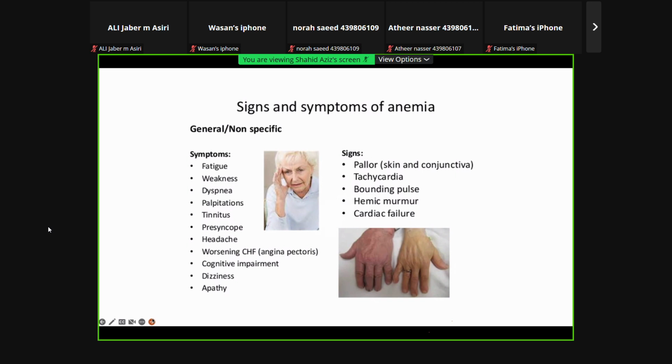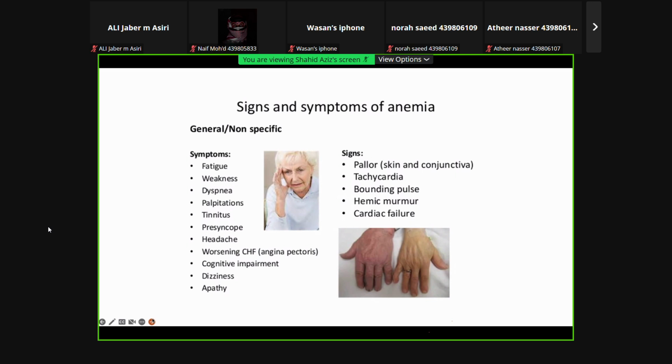And sometimes in severe anemia, they may develop a ringing sensation in their ears, which is called tinnitus. They may have blackouts, pre-syncope, or even syncope. They can have severe headaches at times when the hemoglobin is quite low, usually when it is less than 5 or 4. And if the patient has underlying cardiac disease, they can develop congestive heart failure or chest pain, angina pectoris. They can have memory impairment or cognitive decline. They can have dizziness, drowsiness, and they can have apathy.